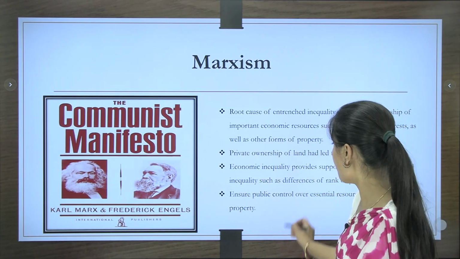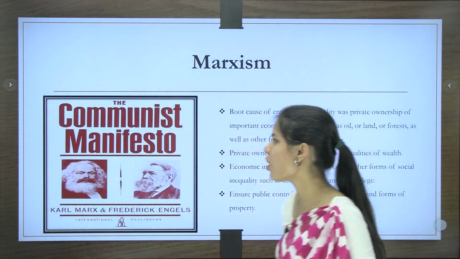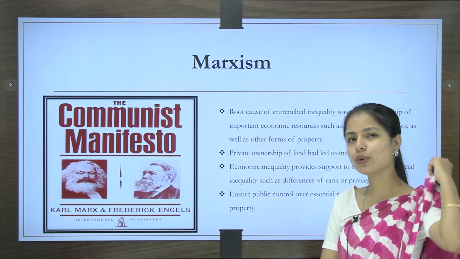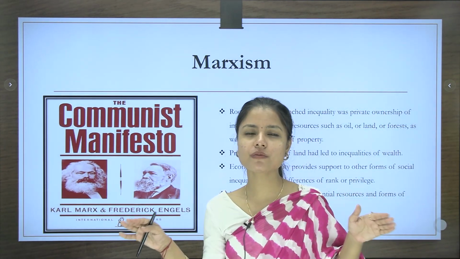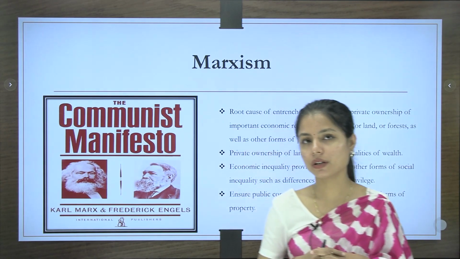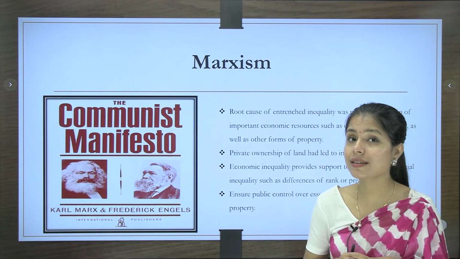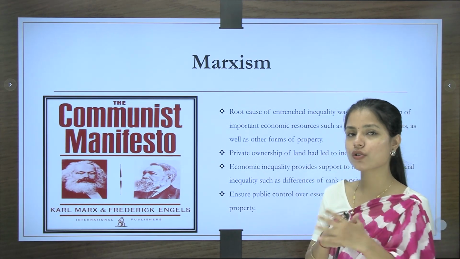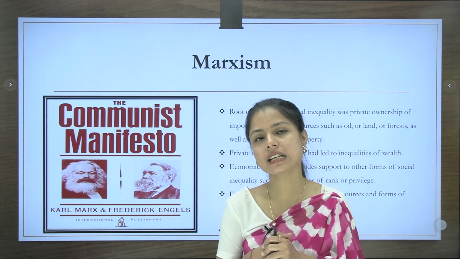Rather, there should be public control over these essential things. Now, of course, he goes on and talks about how you can eliminate this producer class, how there should be no distinction between the producer class or the working class and the producing class, and there should be absolutely no class distinction. And that's why he goes on and says creation of a classless and a stateless society.